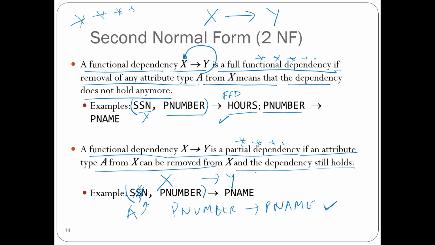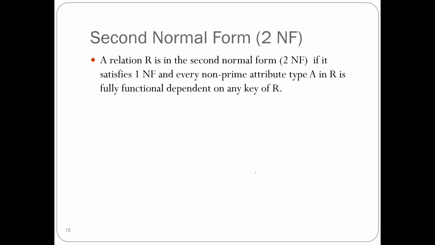Okay, if you remove any attribute from X on the left hand side, then the functional dependency does not hold anymore. Good. So once we understood the definition of fully functional dependency, we are prepared for second normal form. So what is a second normal form? A relation R is in second normal form, or 2NF, if it satisfies first normal form and every non-prime attribute type A in R is fully functional dependent on any key of R, right?